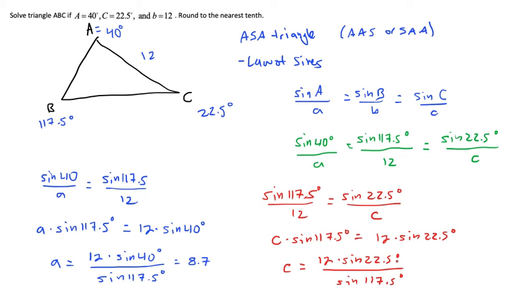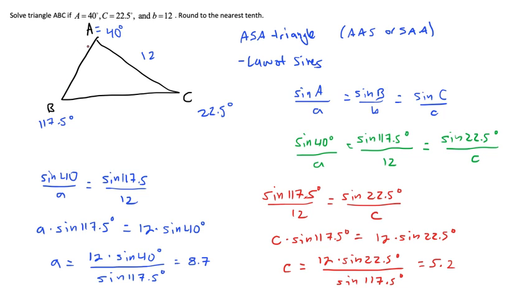Similarly, I don't recommend doing sine 22.5, getting that value and then rounding that. Usually we round at the very end. So if you're able to, you should do sine of 22.5, enter, then multiply by 12, enter, and then divide by sine of 117.5, enter, and then round that answer to the nearest tenth. So you should get 5.2 in this case.